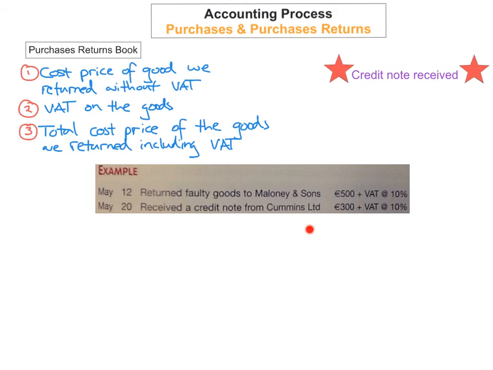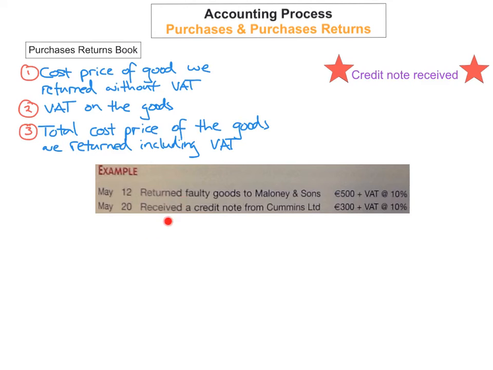Okay, so I'm giving you an example now, and we have that on the 12th of May, returned faulty goods to Maloney and Sons. Okay, so the business returned faulty goods to Maloney and Sons. It was €500 plus 10% VAT. And then on the 20th of May, we received a credit note from Cummins Limited for €300 plus 10% VAT.